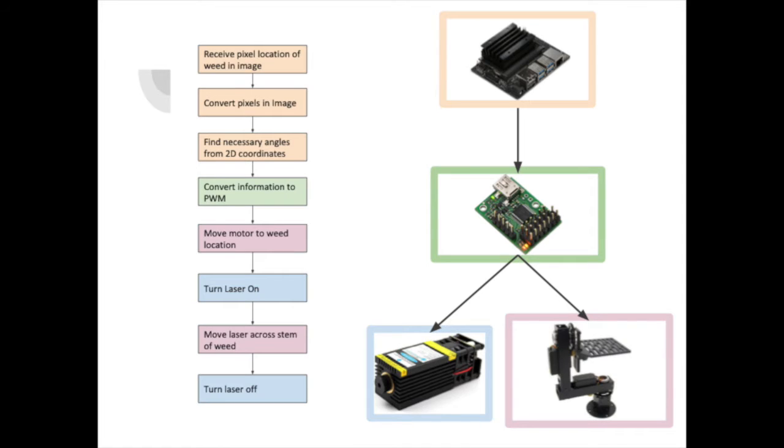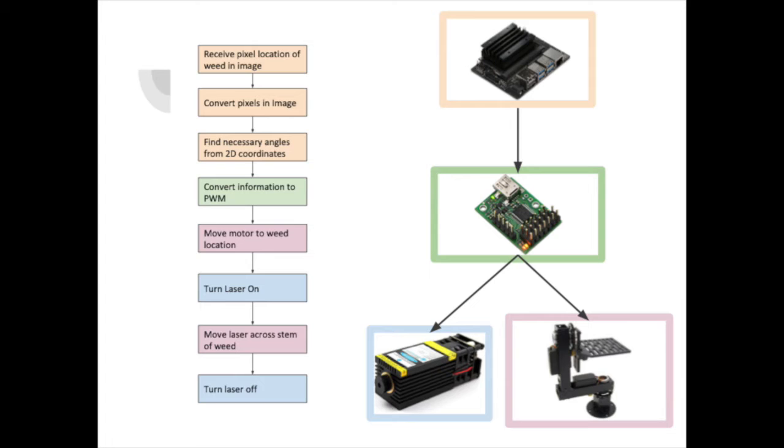So here's just kind of a general breakdown of how the system works. We receive a pixel location from the image processing of where a weed is. So we convert those pixels into inches. And then from that, we find the necessary angle we need to move the gimbal system. We convert that into a coordinate system that the motor can recognize.